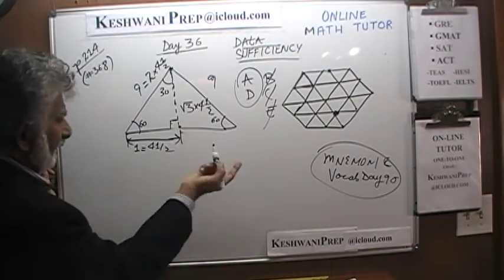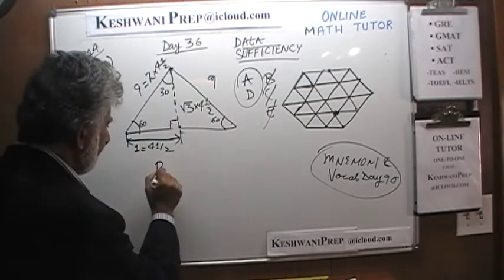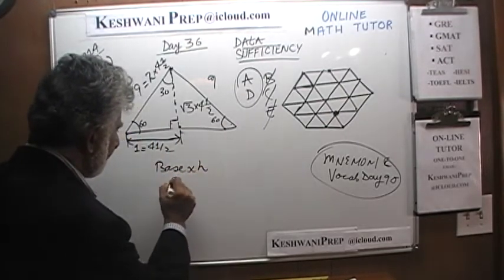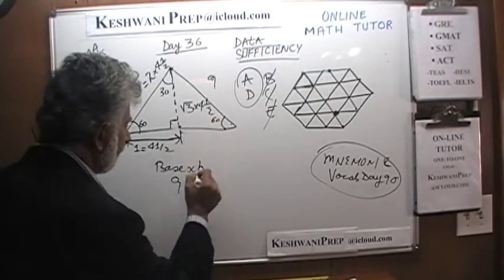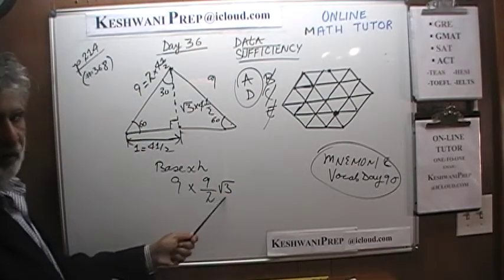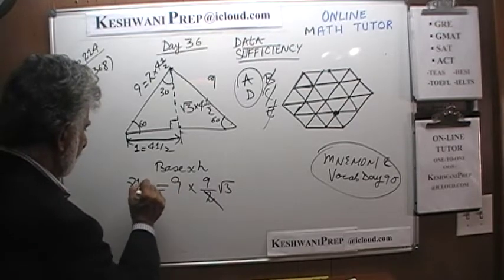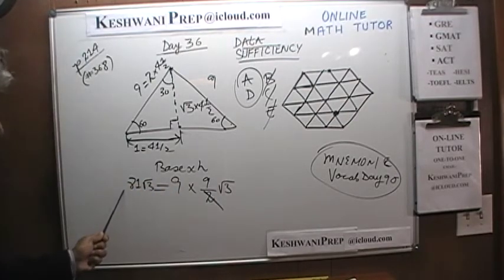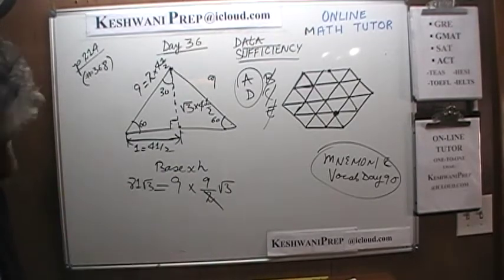Once we have the height, the area of the triangle is very simple. The base from here to here is 9. Base times height. Base is 9. Height we just found out is 4.5 times root 3. I'm going to write 4.5 as 9 over 2 times root 3. And it turns out the area of one tile is 81 root 3. If the area of one tile is 81 root 3, the area of the whole thing is going to be 24 times that amount, and that's what it is. We're not going to do it out.